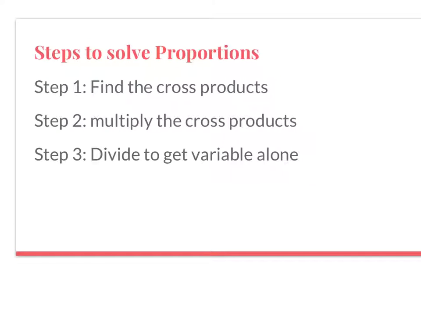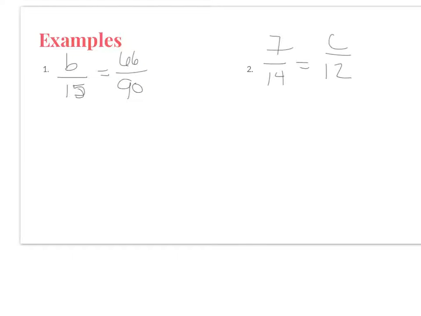So how do you solve proportions? First, you need to find the cross products. Then you multiply your cross products together. Once you multiply, you're going to have a variable, so you need to get your variable alone by dividing, so you know what is missing in the proportion. Let's take a look at some examples.